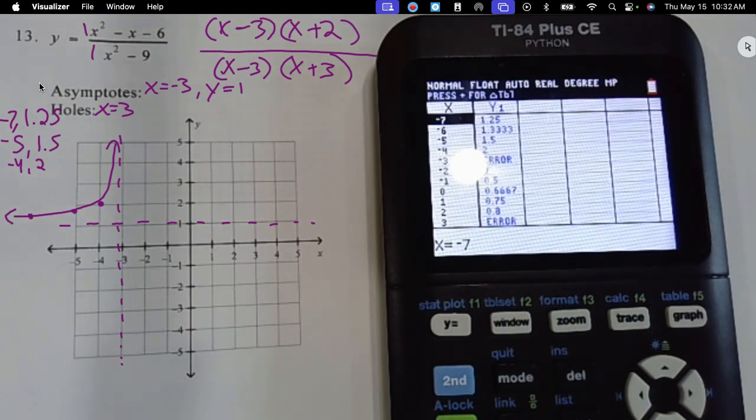Now, the hole in the graph is at 3. I've got to remember that, so I'm going to put a little star up here. Then I've got -2, 0, and -1.5, 1.75. So -2, 0, then over 1 and up 0.75. And then I would draw like this.